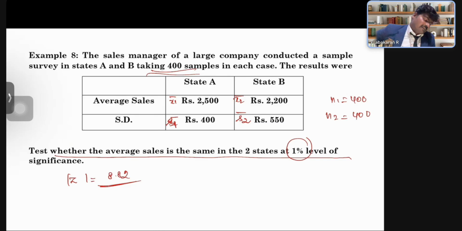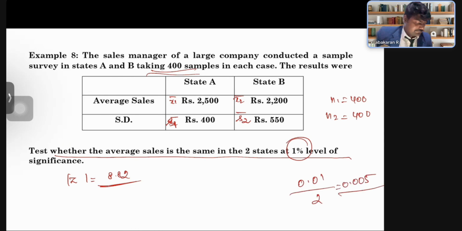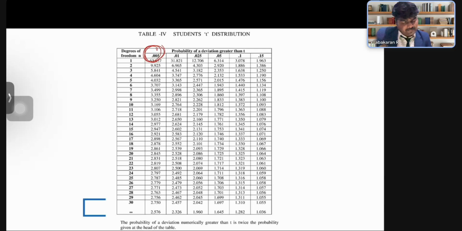I'll show how to find the table value. 1% level of significance. Since it's a two tail test, instead of looking at 0.01, we have to look at half of the value, that is 0.01 by 2, which is 0.005. So this is the 1% in a two tail. If it is a one tail, we can check it in the usual way, that is 0.01. So the table value is 2.576. Just compare and write your own conclusion.